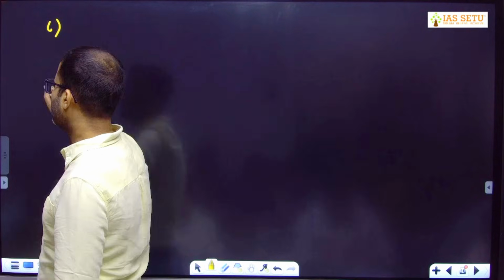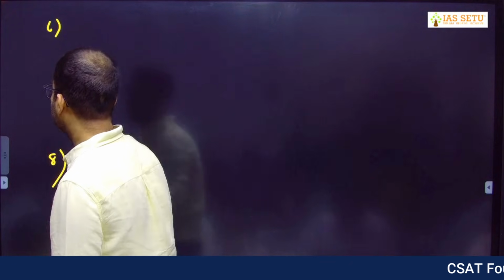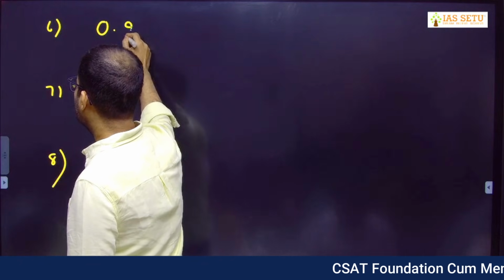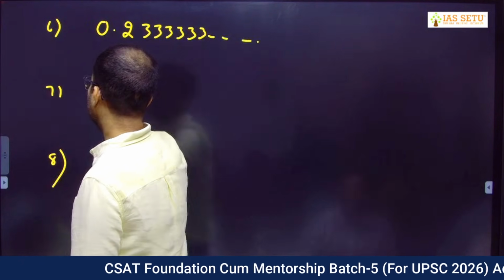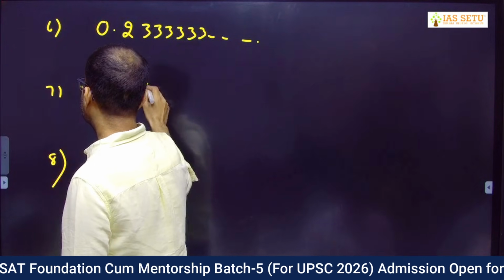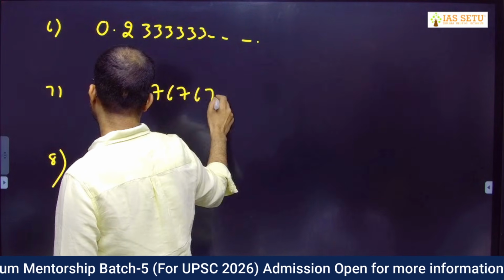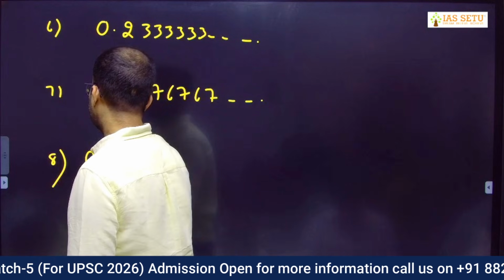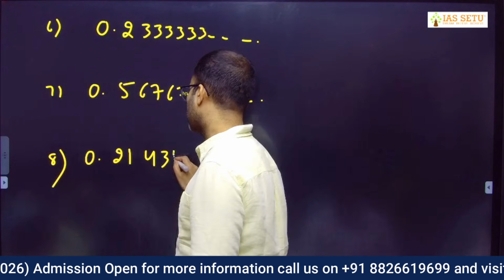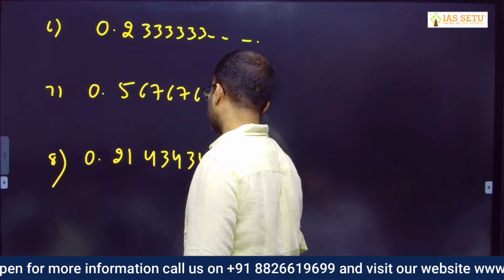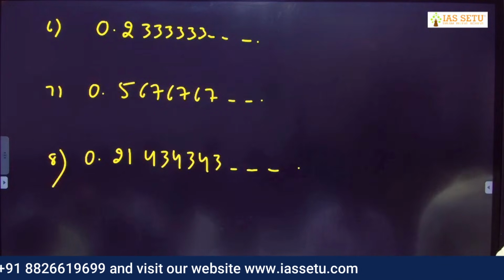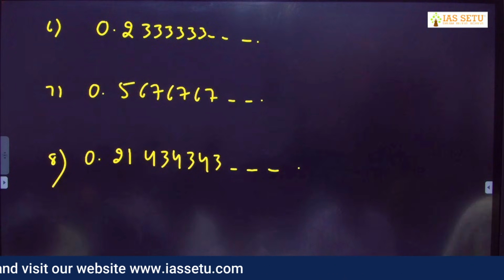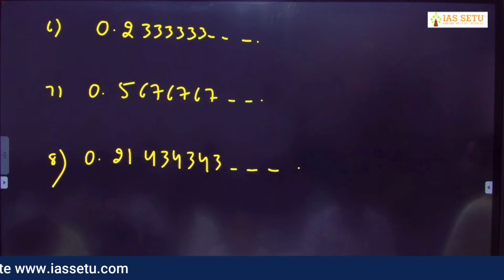Question number 6, 7, 8: 0.2333333, 0.5676767, 0.214343. Go slow, step by step. Don't make mistakes. Take care of each and every thing. Convert all these recurring decimals into fractions.